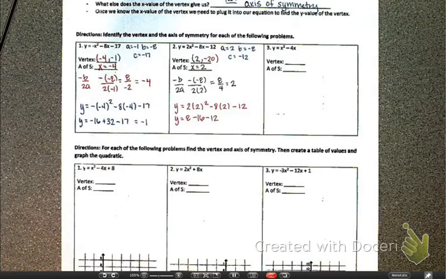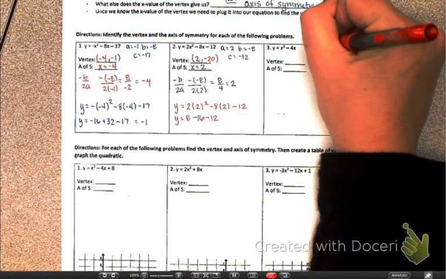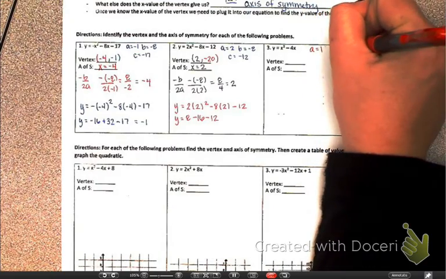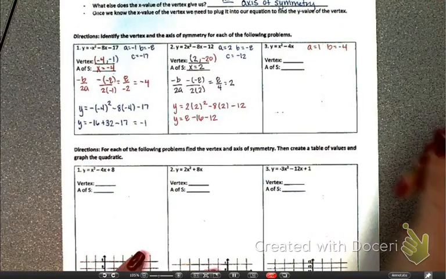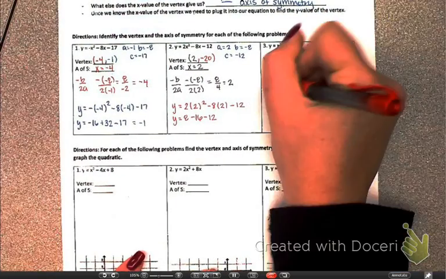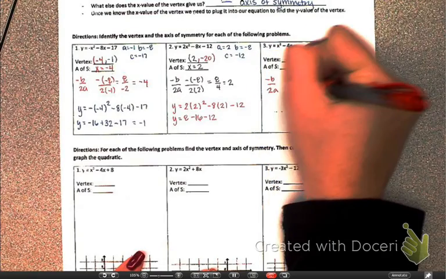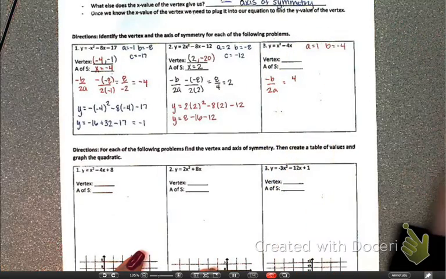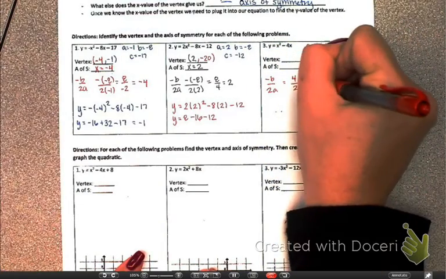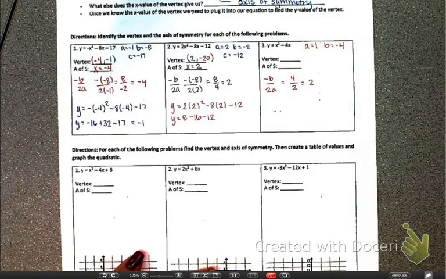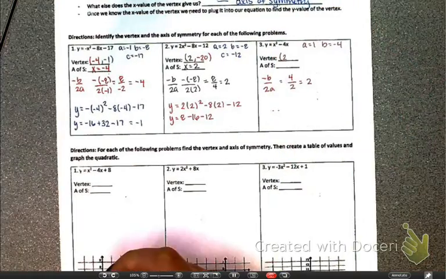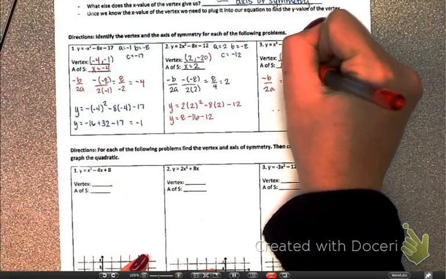So A is 1, B is negative 4, right? Because it's negative B over 2A, you should have positive 4 over 2, which is 2. Did you get 2 for x? Okay. So 2 is the x value of my vertex. The axis of symmetry is x equals 2.